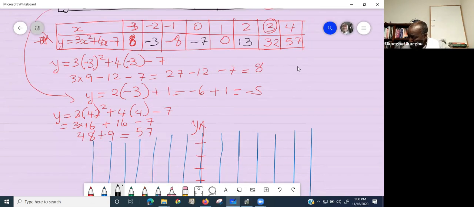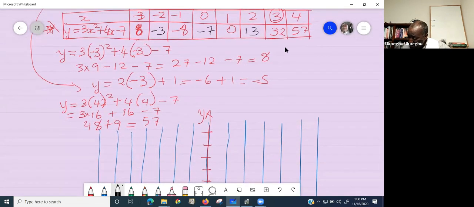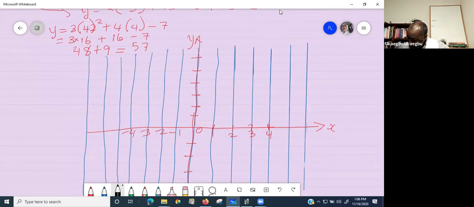Okay, so let's plot this thing and see. I'm going to plot the second one. So when x is negative 3, y is 8. By the way, this is 10. This is 20, 30, 40, 50, and 60. And this is negative 10, negative 20, and what else?